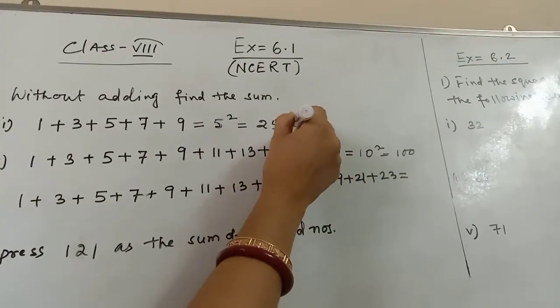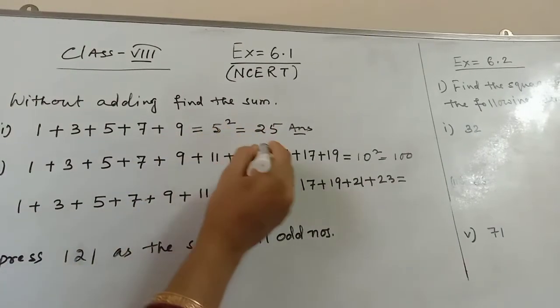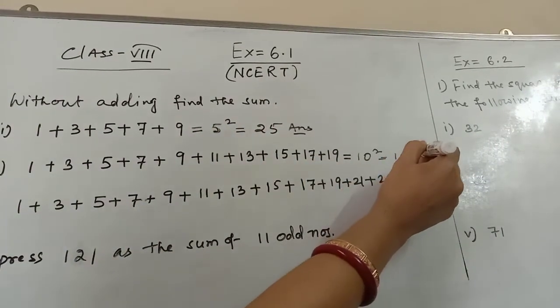For the previous one, 25 is the answer. 5 square is not the answer; 25 is. You need to find the sum. Here 10 square means 100. 100 is the answer.